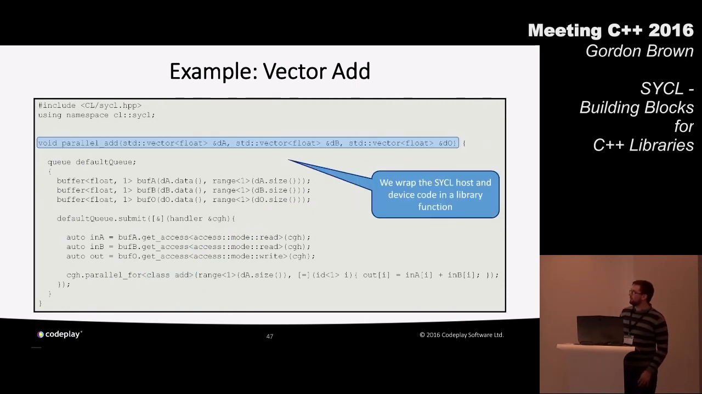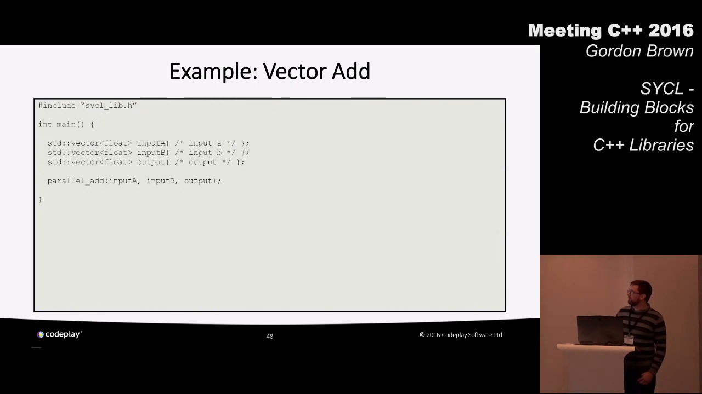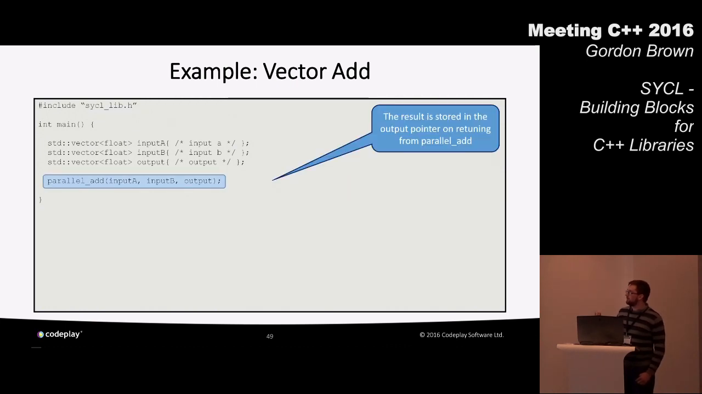So finally, we wrap up our code in a library function, where instead of initializing the vectors, we're simply passing these in as parameters now. And there's an example of calling the function. You initially construct two input vectors and an output vector, and pass them to the function, and by the time this function returns, your result is stored in the output vector.